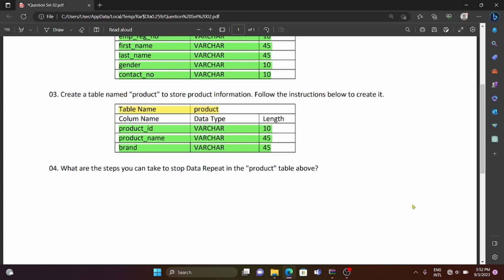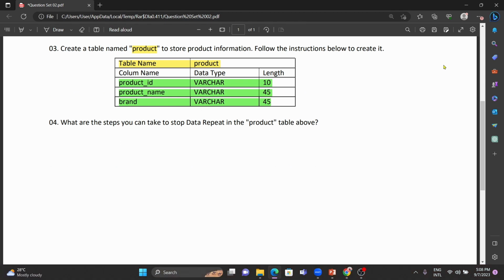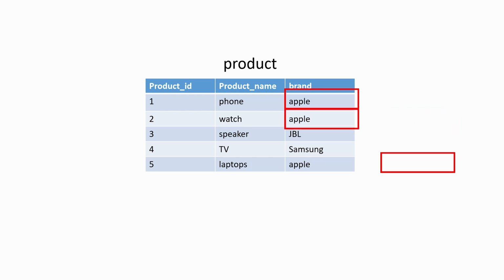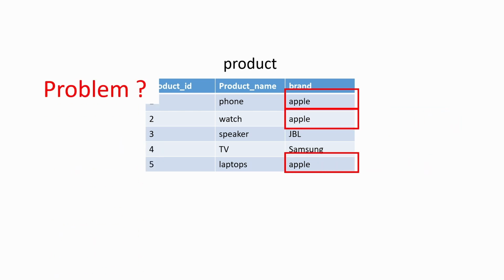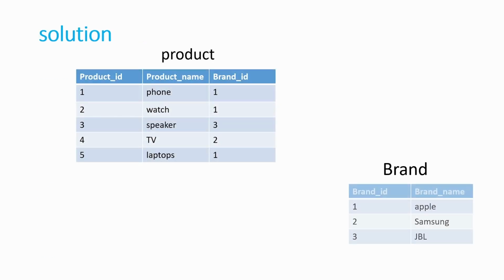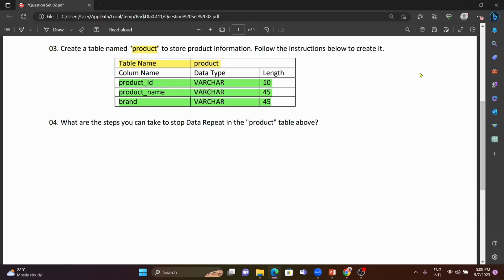What steps can you take to stop data repetition in the product table below? Answer. The problem in question 4 is that the brand data in this table is being overwritten. See the solution. This is the problem. The solution is to write the brand name and ID in another table and create a connection to this table. I have completed it.